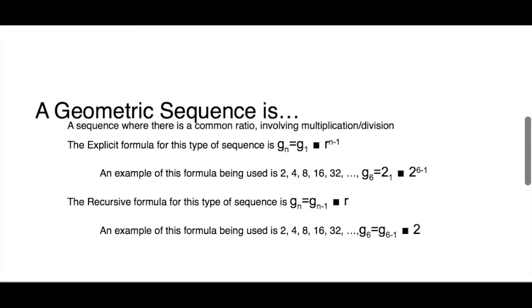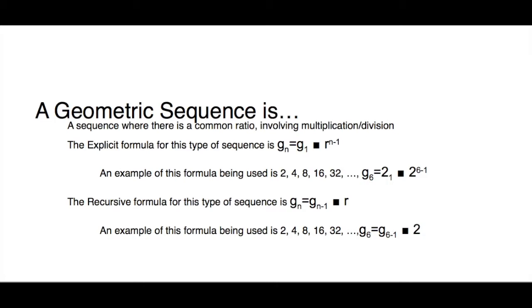Now on to the geometric sequence. A geometric sequence is a sequence where there's a common ratio, which involves multiplication and division, but you're not really dividing. You're more multiplying fractions, which is the same as dividing by a whole number. So we have the same two formulas, the explicit and recursive, but since we have a geometric sequence, it's going to be different.